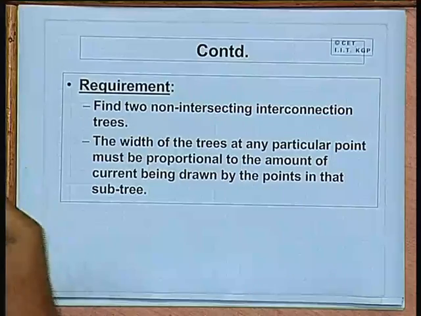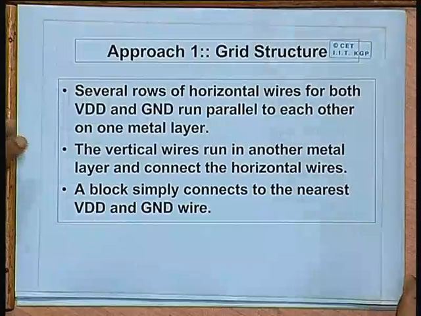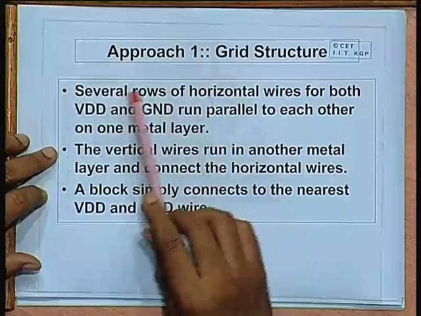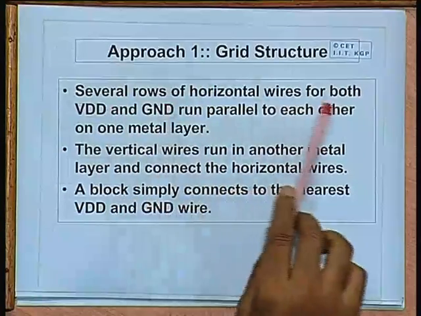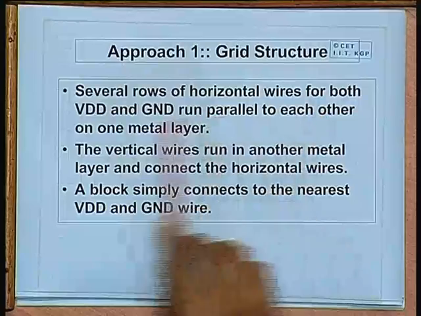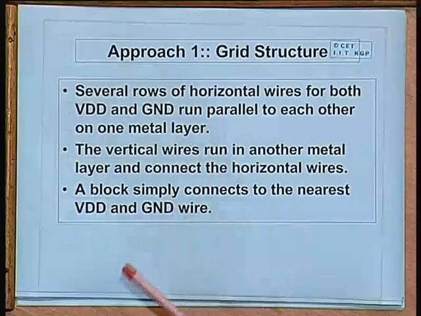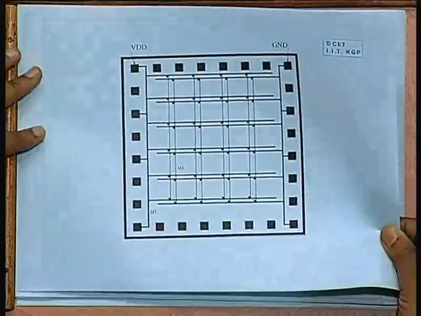Now, there are several approaches which have been proposed, we will be looking at a couple of them. First one is a very simple approach, this is suitable for standard cell based designs. Here we assume some kind of a grid structure. Several rows of horizontal wires for VDD and ground run on one metal layer, the vertical wires run on a separate layer. So, I am explaining this with the help of an example, a diagram.